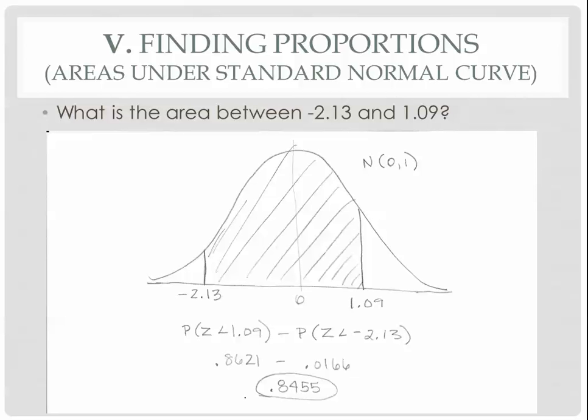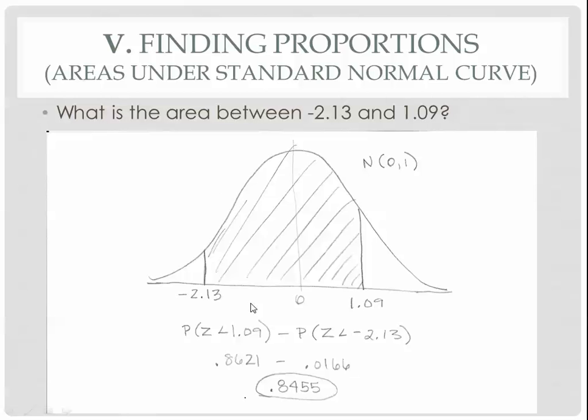So here's an example. I've drawn a picture for you. I want to dissect this picture with you. You need to draw this picture every time you do a problem with a normal curve. You'll draw the curve itself. You put the mean on and mark where it is. Here we're on a standard normal, so it's 0, 1. And then I have my endpoints, negative 2.13 and 1.09. And I need the area between that.